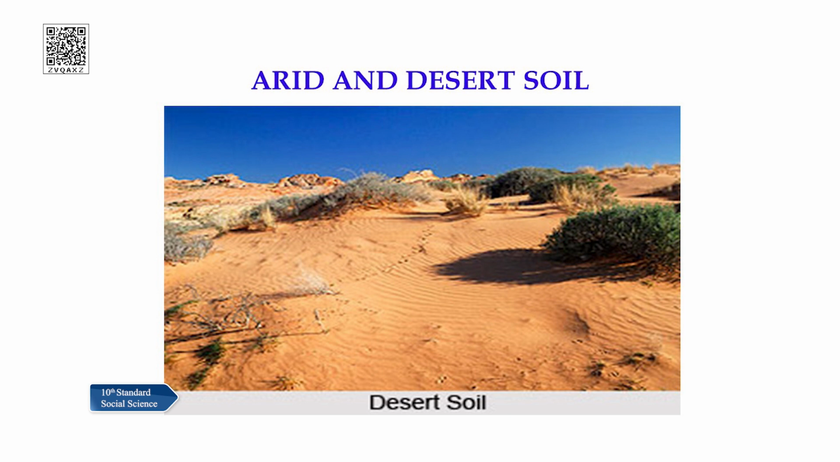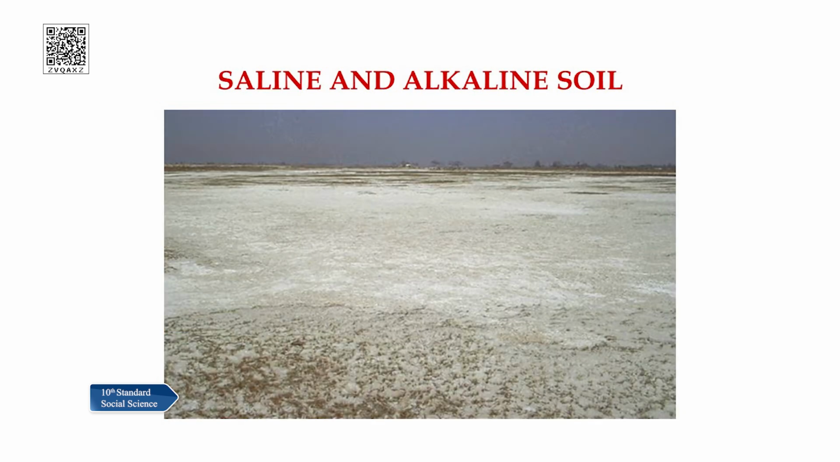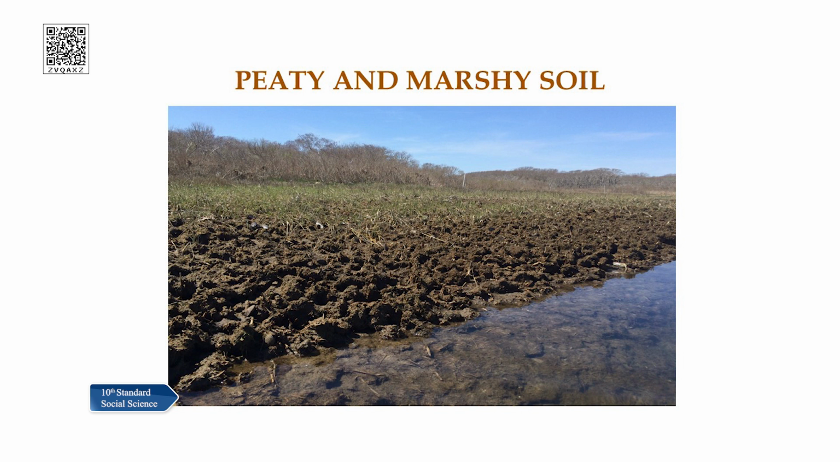Next we have arid and desert soil. Now as you all can see, the soil is dry. Because of lack of humus, there is no vegetative cover. In this soil also crops are grown with the help of irrigation, especially millets, and this type of soil we find in Rajasthan. Next we have got saline and alkaline soil, and no crops grow in this type of soil. And we have peaty and marshy soil, as you all can see that it's a wet soil. This type of soil we find in areas of heavy rainfall.